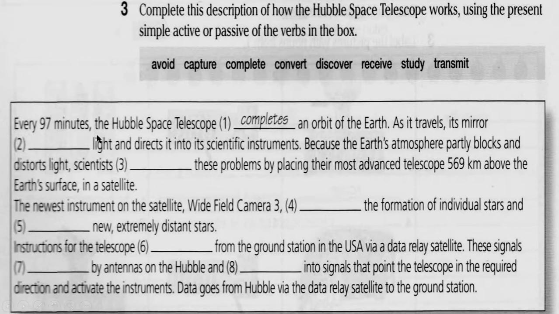Every 97 minutes, the Hubble Space Telescope completes an orbit of the Earth. As it travels, its mirror captures light. We will use the present simple active here. Okay? What is your answer to number 3? Avoid. And avoid means to stay away from. Good.